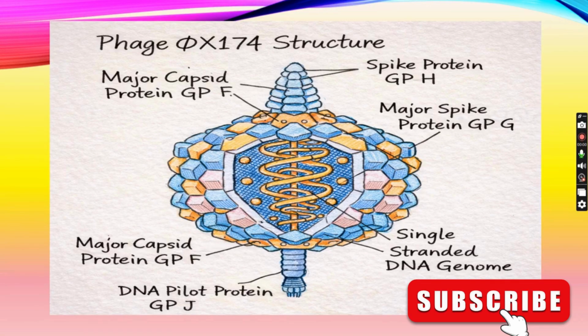Next, we are going to see the phage φX174 structure. The phage φX174 structure consists of a spike protein, major spike protein, and minor spike proteins. Spike proteins and capsid proteins are abundant in phage φX174, therefore it needs viral morphogenesis as a major process during replication, as it has a single stranded DNA genome.